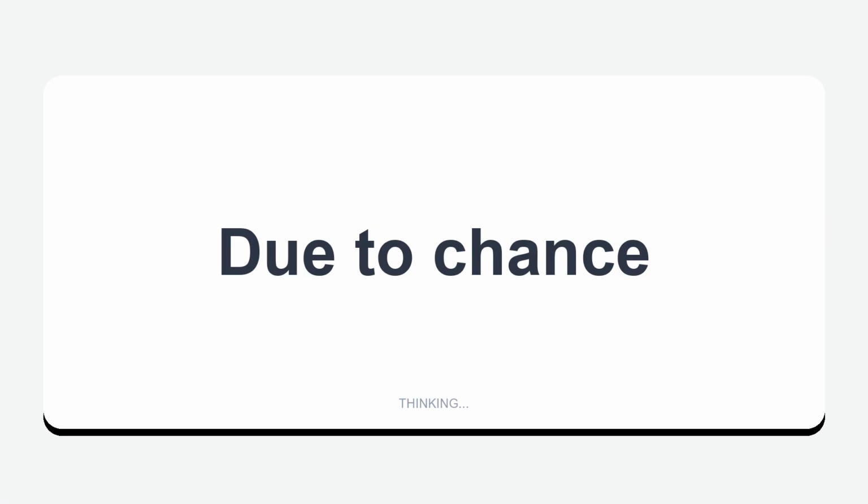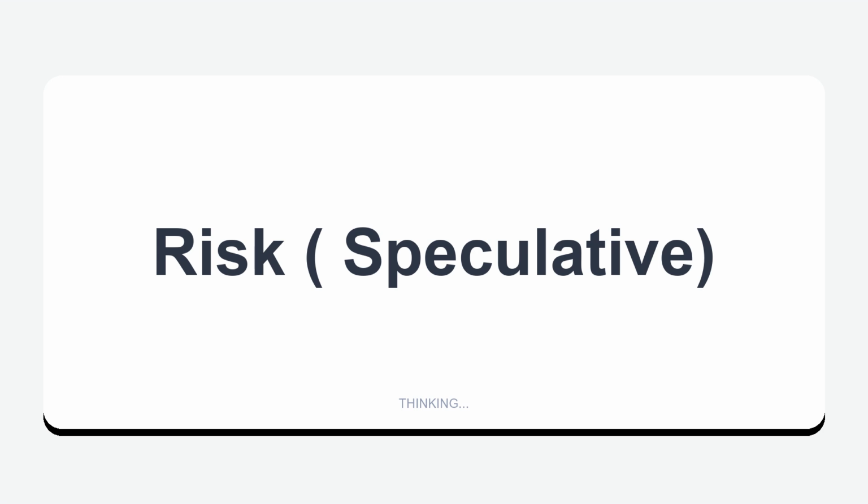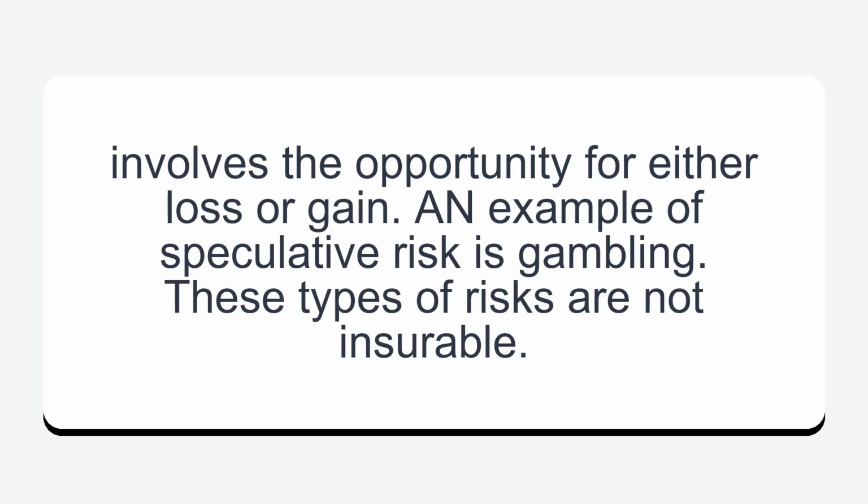Due to chance: a loss that is outside the insured's control. Risk, speculative: involves the opportunity for either loss or gain. An example of speculative risk is gambling. These types of risks are not insurable.